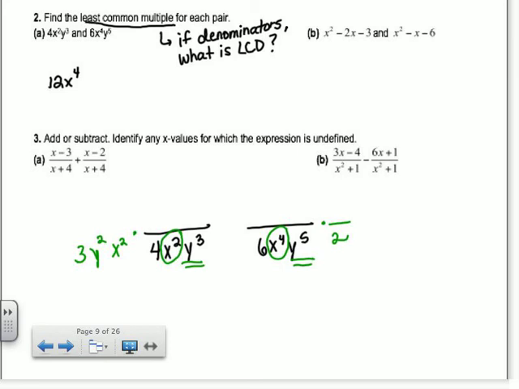Do you guys see that? So now when you do that, they become 12x to the 4th, y to the 5th, and they're both exactly the same thing. That's what we need for our least common multiple. Does that make more sense when you see it that way? So it's just saying, what are all of these things missing?